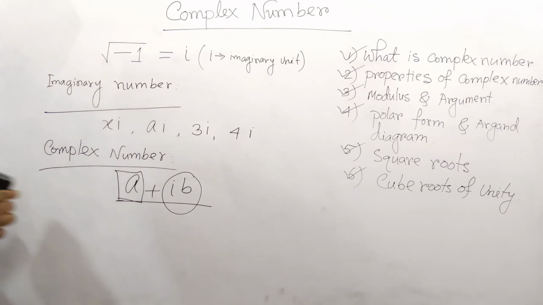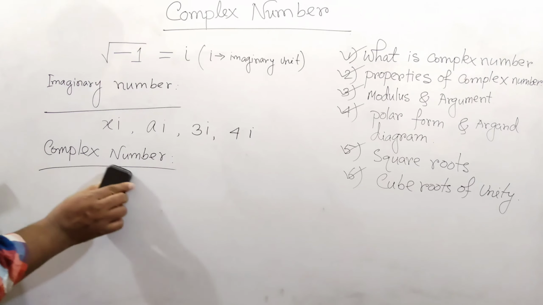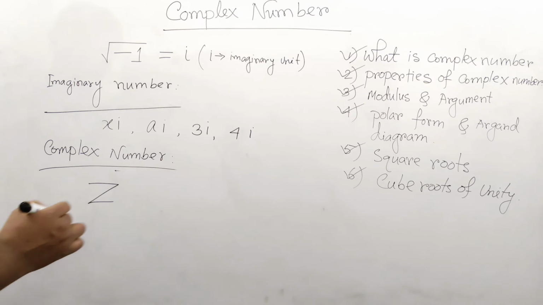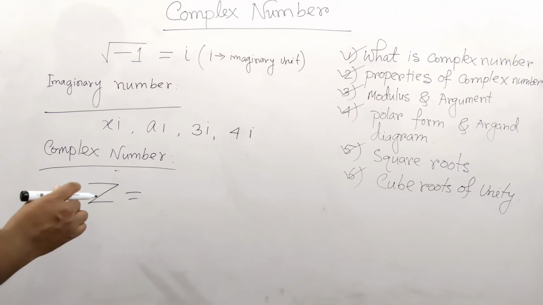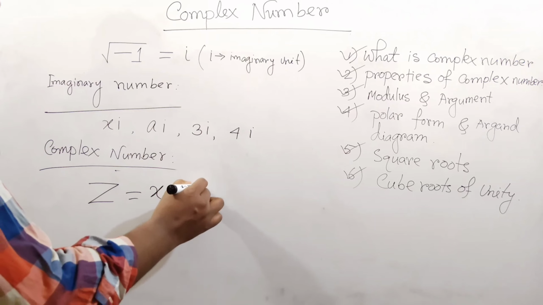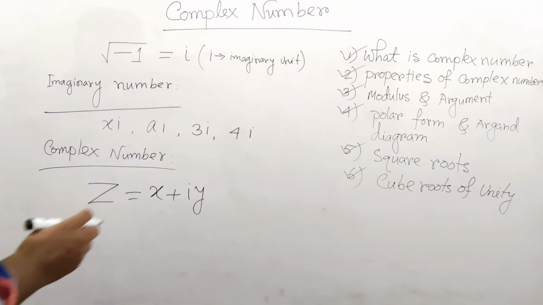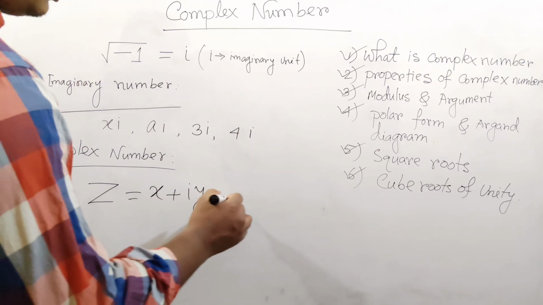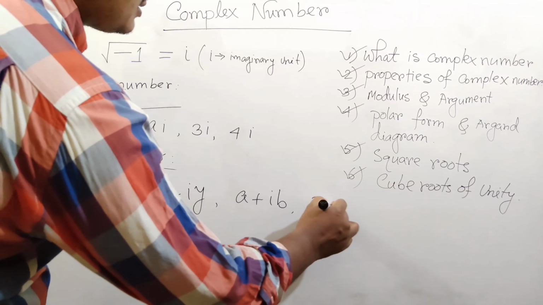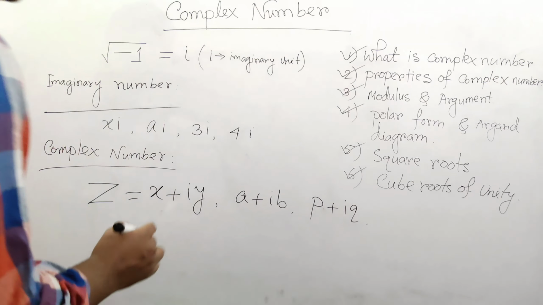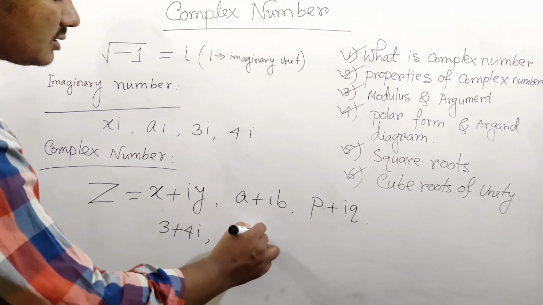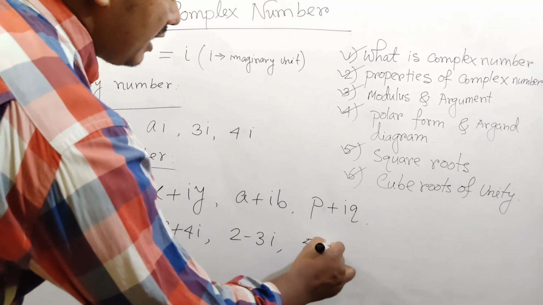So in general, a complex number is denoted by z, and we can write it like that, x plus iy. So this is the general form of a complex number. It could be a plus ib, no problem. It could be p plus iq, no problem. Or specifically, you can write it 3 plus 4i, or 2 minus 3i, or 5 plus 7i.